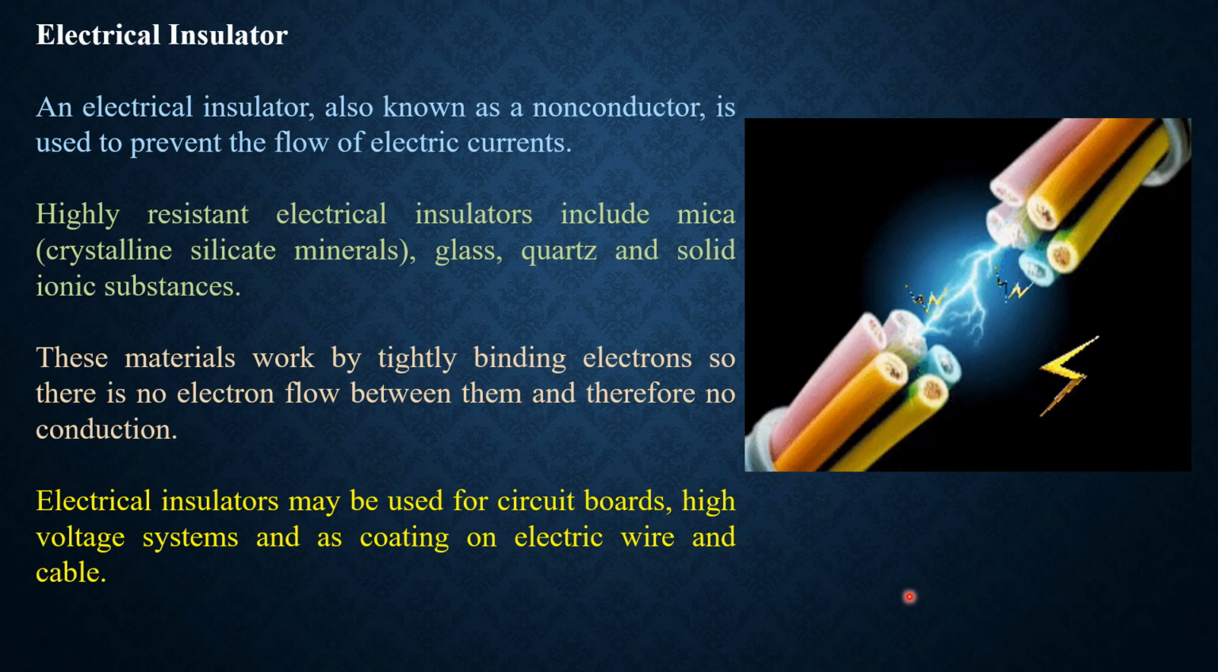Electrical insulators are non-conductors which are used to prevent the flow of electric current. They must possess high resistance, and include mica, crystalline silicate minerals, glass, quartz, and solid ionic substances. The materials work by tightly binding electrons, so there is no electron flow between them and therefore no conduction can take place. Electrical insulators may be used for circuit boards, high voltage systems, and as coating on electric wire and cable. So this is all about the brief introduction and some of the applications of conductors, semiconductors and insulators.